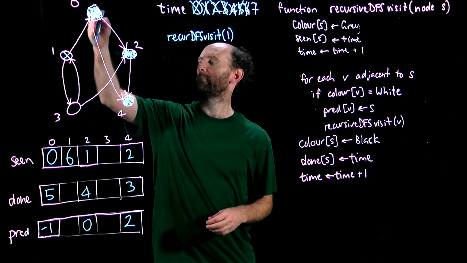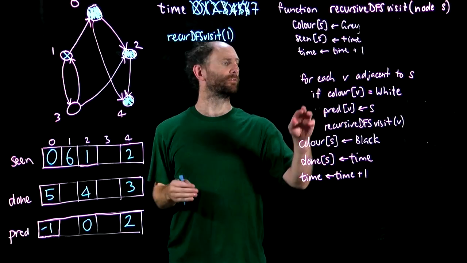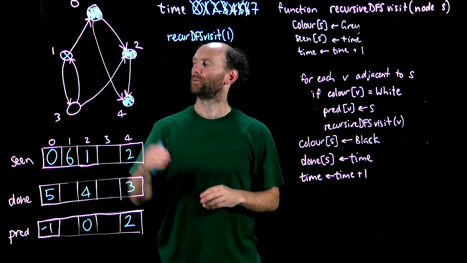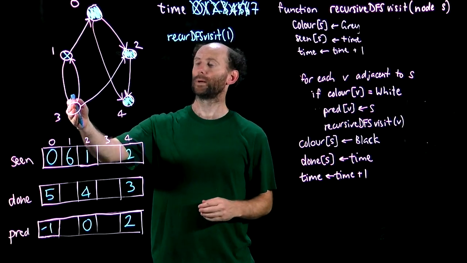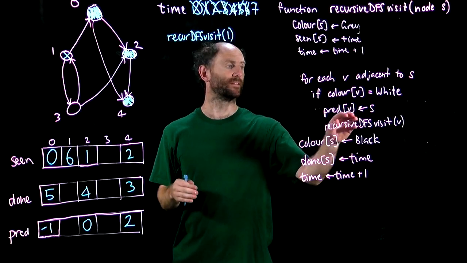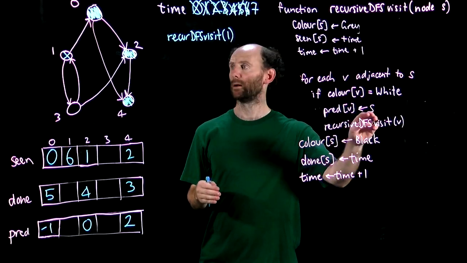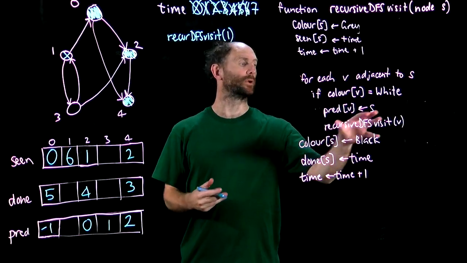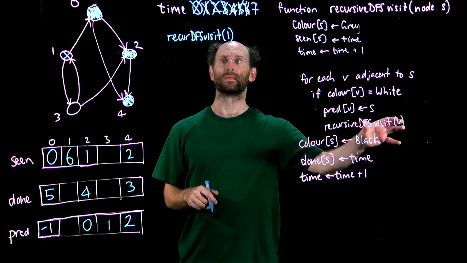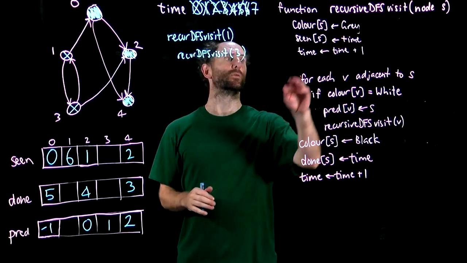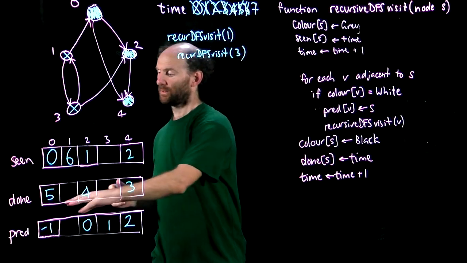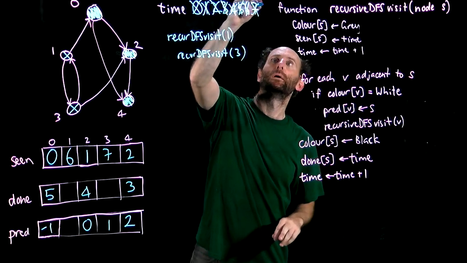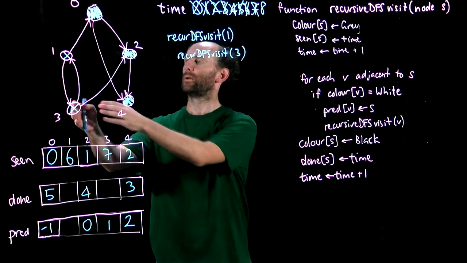1 has a couple of out neighbours, 0 and 3. We choose 0 first. We see that it's not white, so we do nothing. We choose 3 next. Is that white? Yes, it is. So we set the predecessor of 3 to be 1. And then we'll dive into DFS visit with 3. So we'll colour 3 grey. We'll set the seen time to be the current time. The seen time of 3 is 7. We'll increment time, and then we'll look for any white out neighbours.